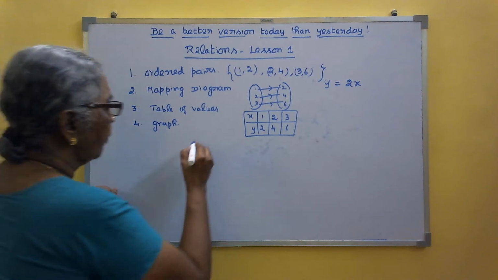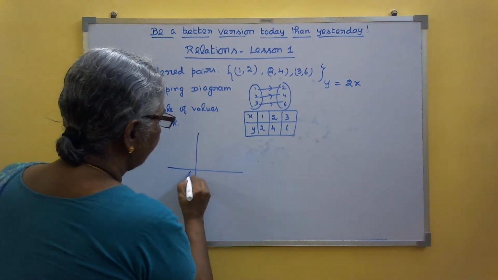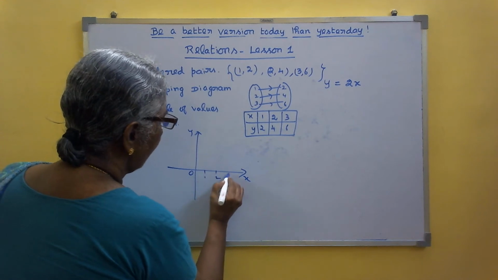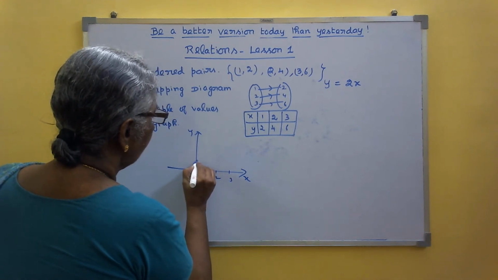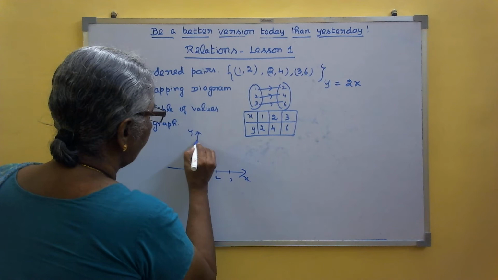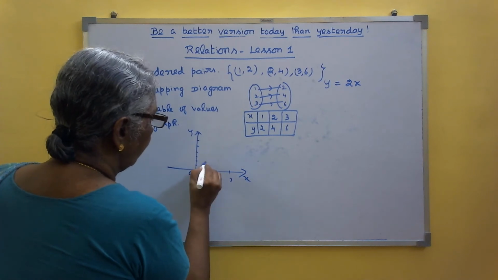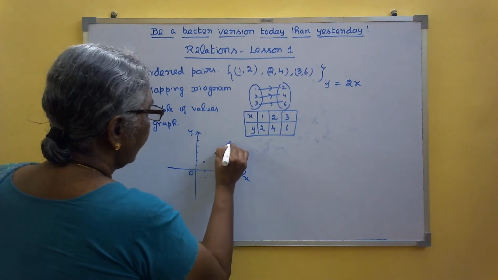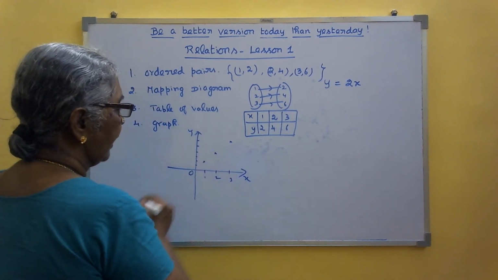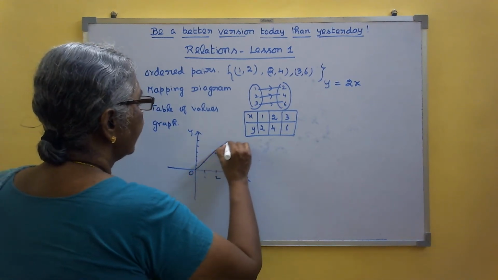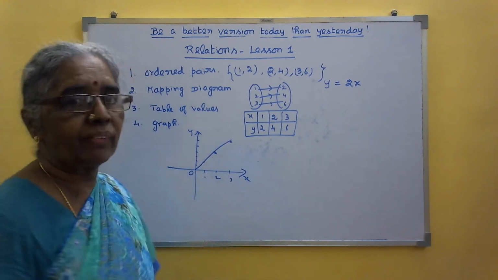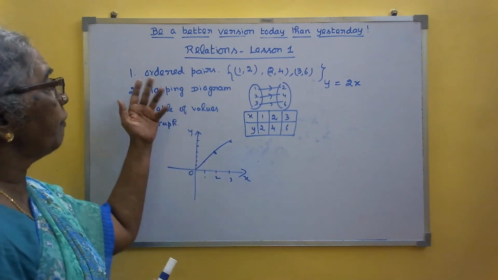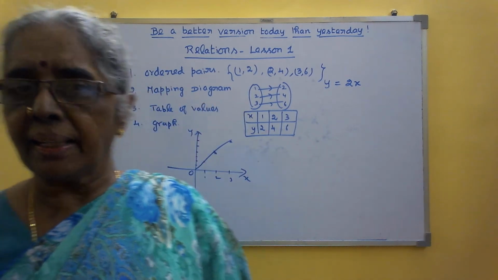In a graph, I will take a graph like this. This is O, this is x and this is y. So I will have here 1, 2, 3, and here 1, 2, 3, 4, 5, 6. So the points are 1, 2; 2, 4; 3, 6. Like this I can have. If I join, I will get a straight line. Not necessarily always a straight line, but here I am getting a straight line. So these are four different ways of expressing a relation.